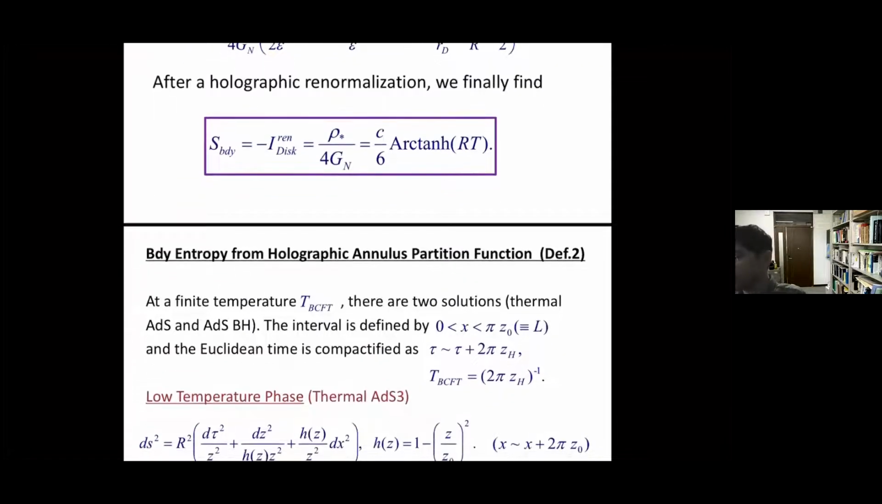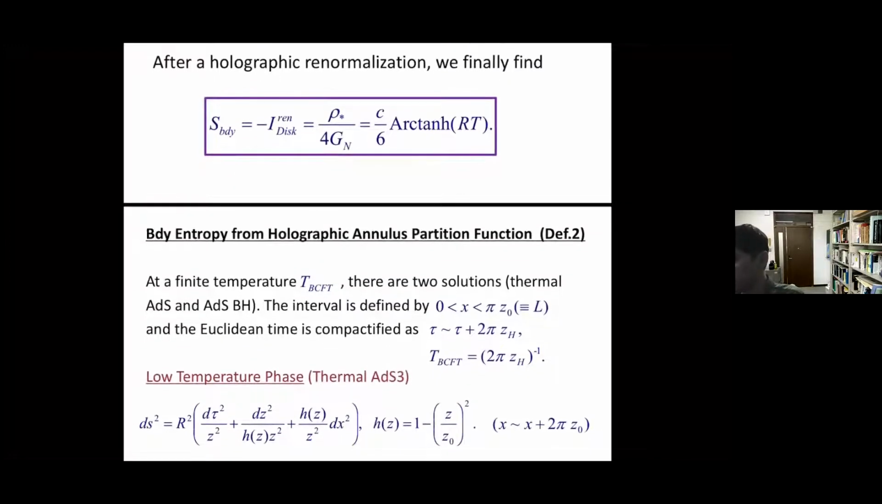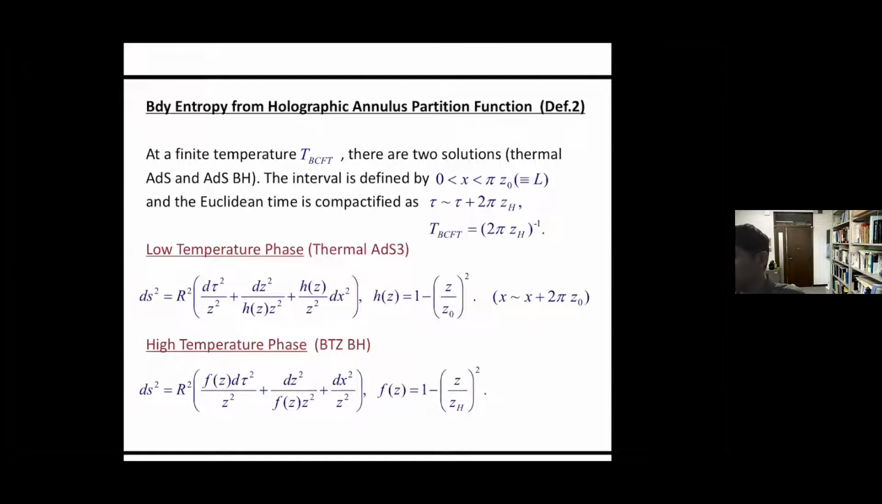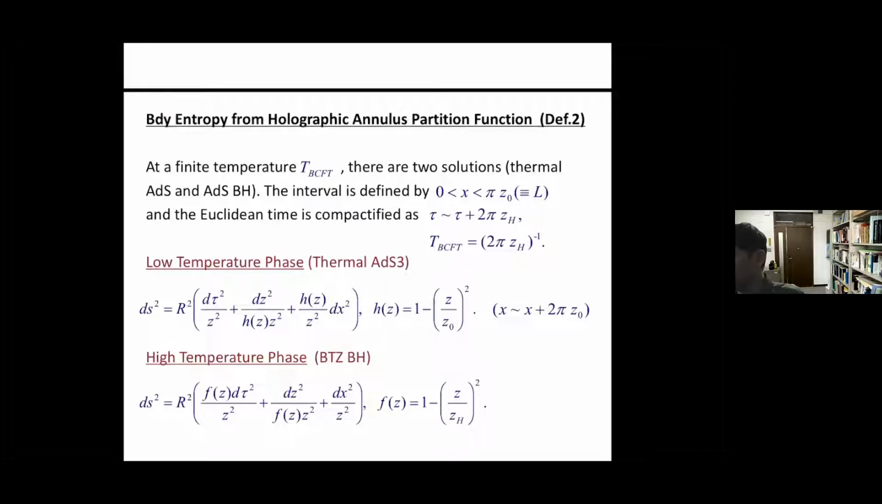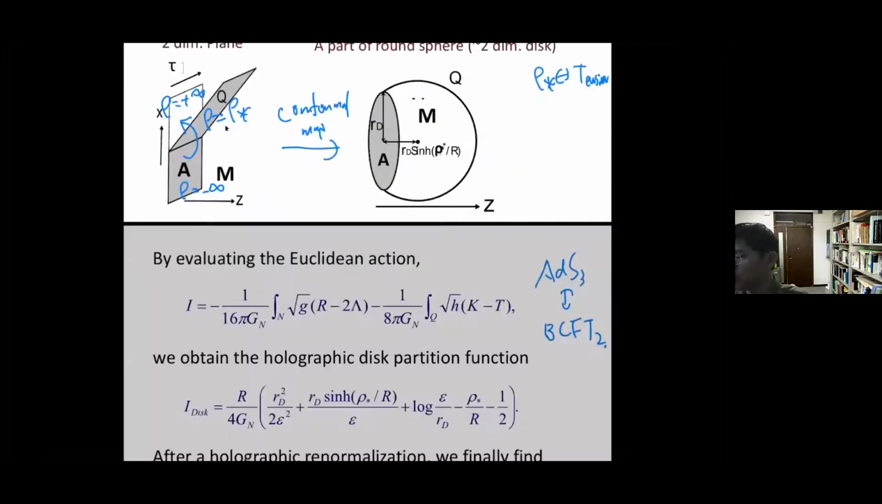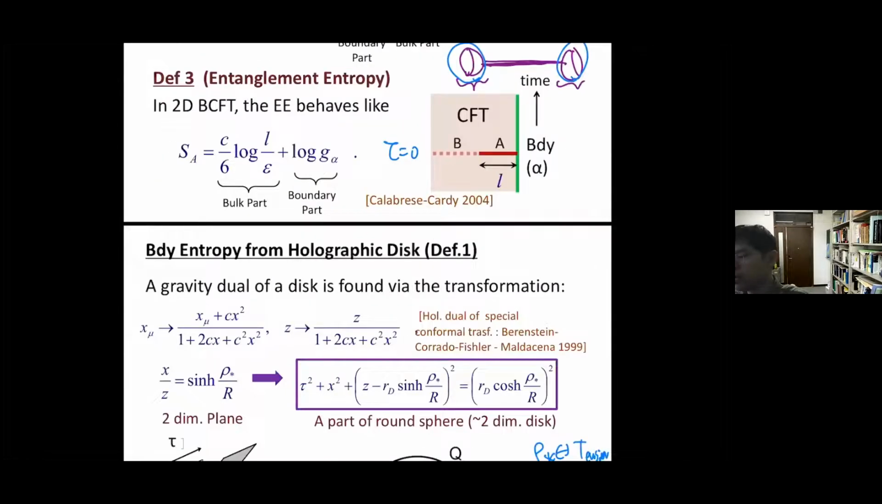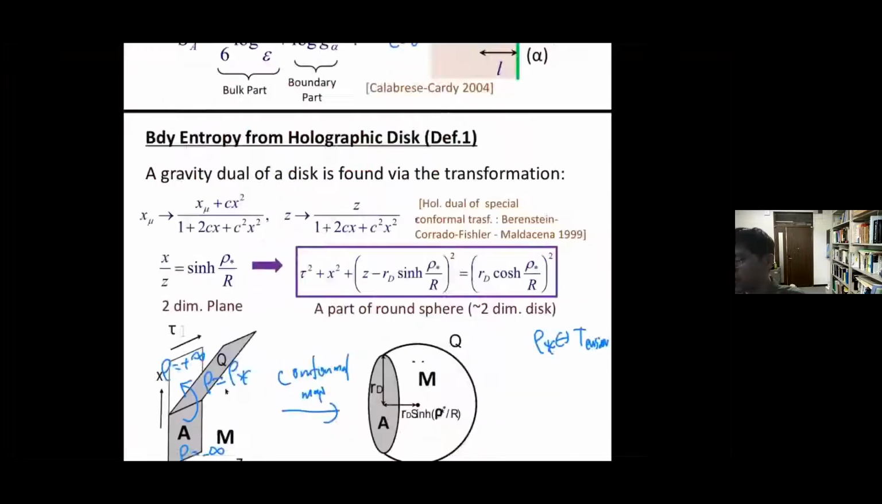And then we can go a little bit more. We can actually calculate the boundary entropy from the annulus partition function. I talked about three different definitions. So here let me go back. Holographically we already computed the boundary entropy from the disk amplitude approach. Now I go to the cylinder amplitude. We want to have some holographic dual of the cylinder.